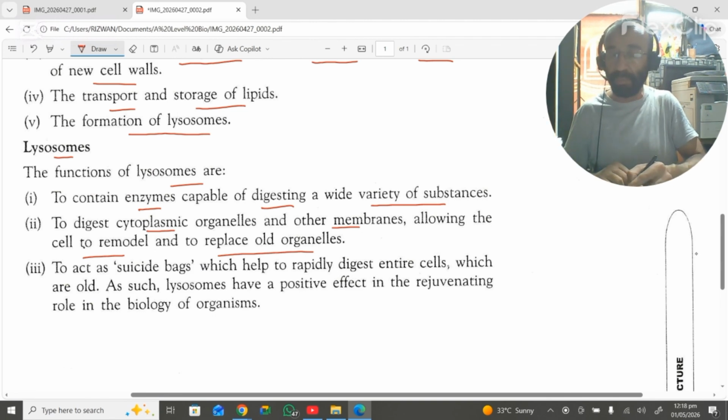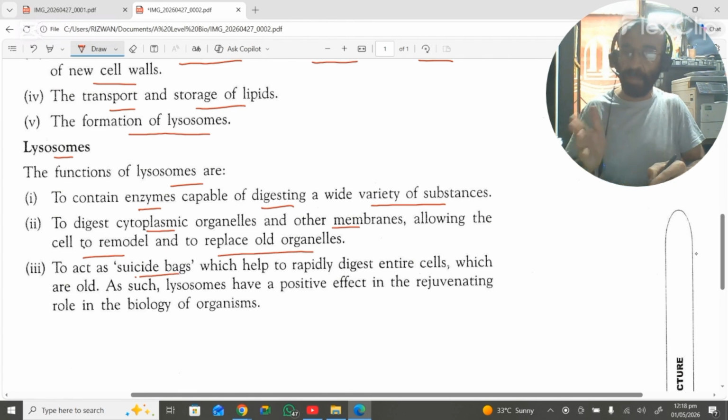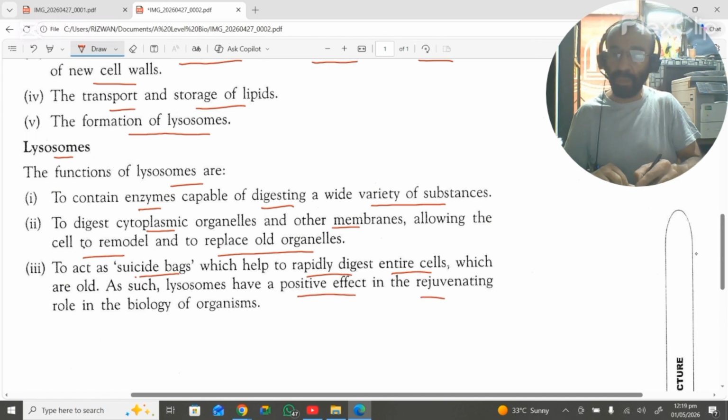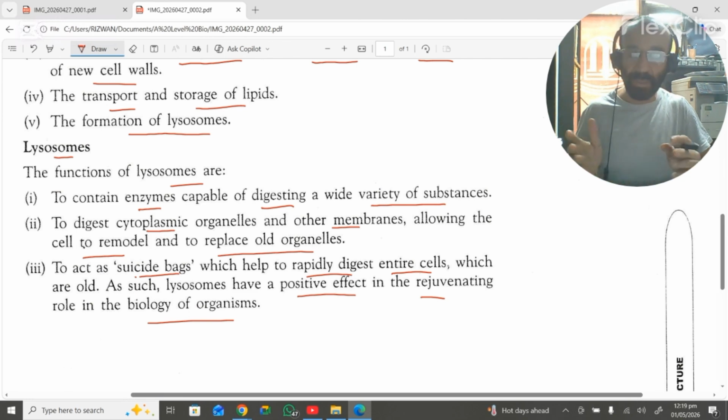And number three, a very important function of the lysosome is to act as suicide bags, which help to rapidly digest entire cells. Whatever cells are becoming old, lysosomes are responsible for digesting those entire old cells. And as such, lysosomes have a positive, rejuvenating role in the biology of the organisms. So this was the question, students. Thank you so much.